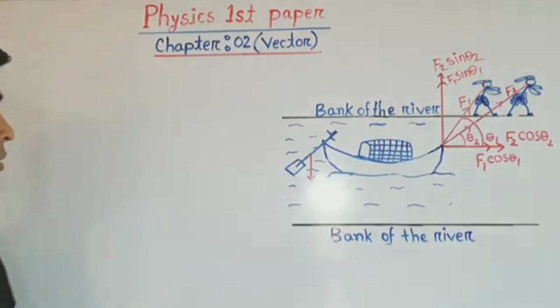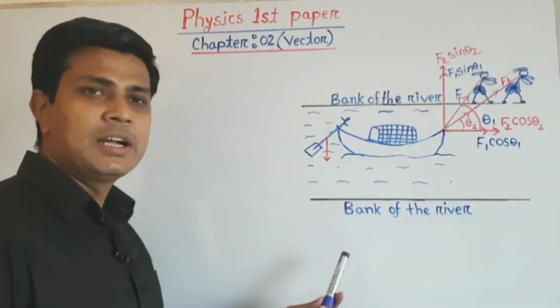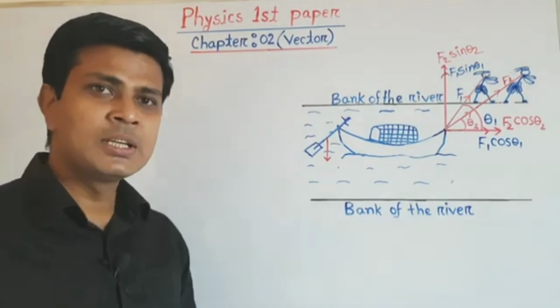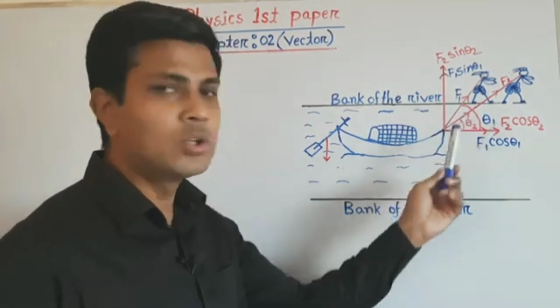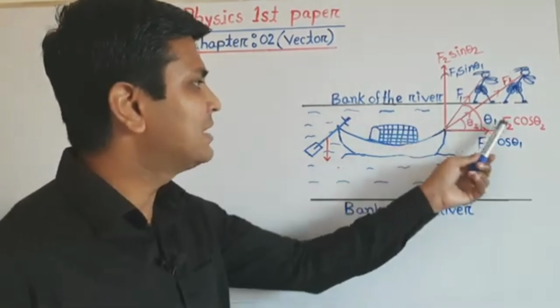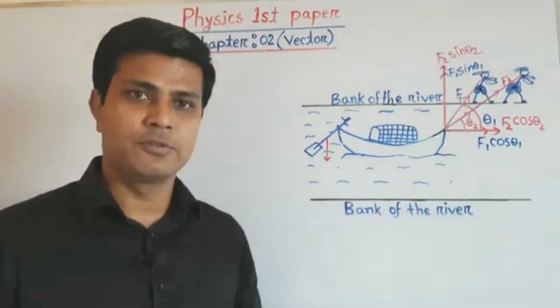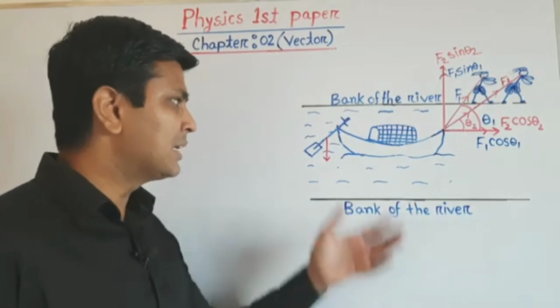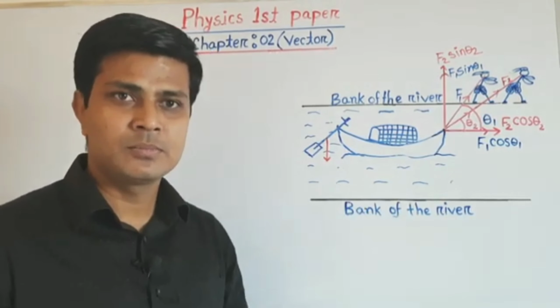Now we can write here, look at the figure again. In that situation, the two persons are pulling the boat by two ropes, making angles theta 1 and theta 2, by applying F1 and F2 amount of force. In that time, the speed of the boat moving forward will be increased.